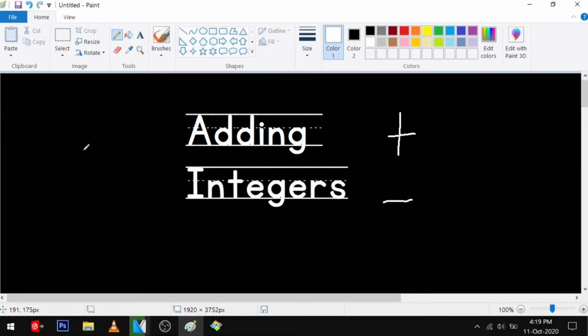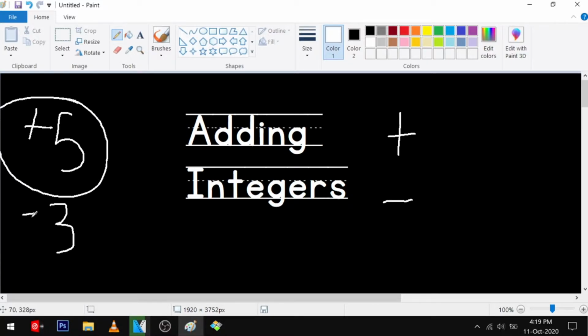So I'll give you an example of what an integer looks like. Let's say this is positive 5, negative 3. These are simple examples of numerals that are integers, all right? And you can tell because it has the little symbol of negative and positive.